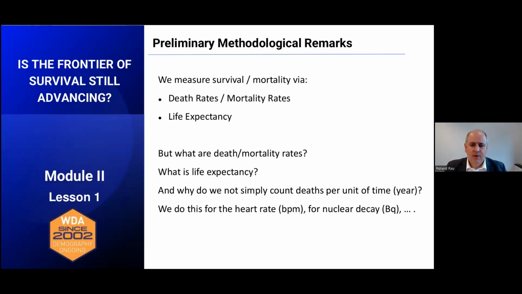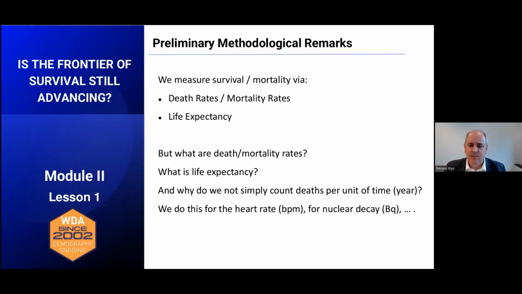How do we measure survival? How do we measure mortality? The two most common statistics to measure mortality and survival are death rates or mortality rates. They are usually used interchangeably. I personally prefer to call it death rates because that's what we're counting, but mortality rates is, I think, more common. So please don't get mixed up. They mean the same thing.